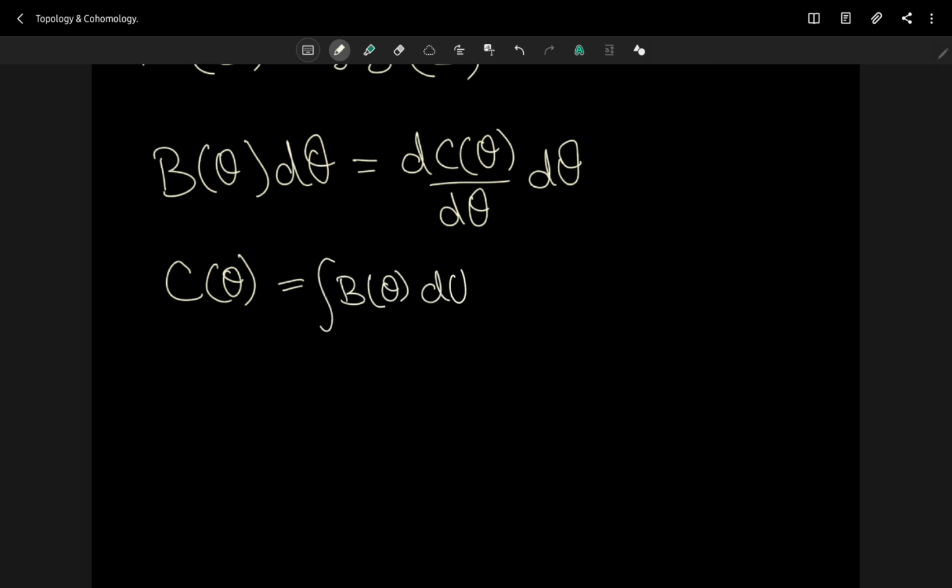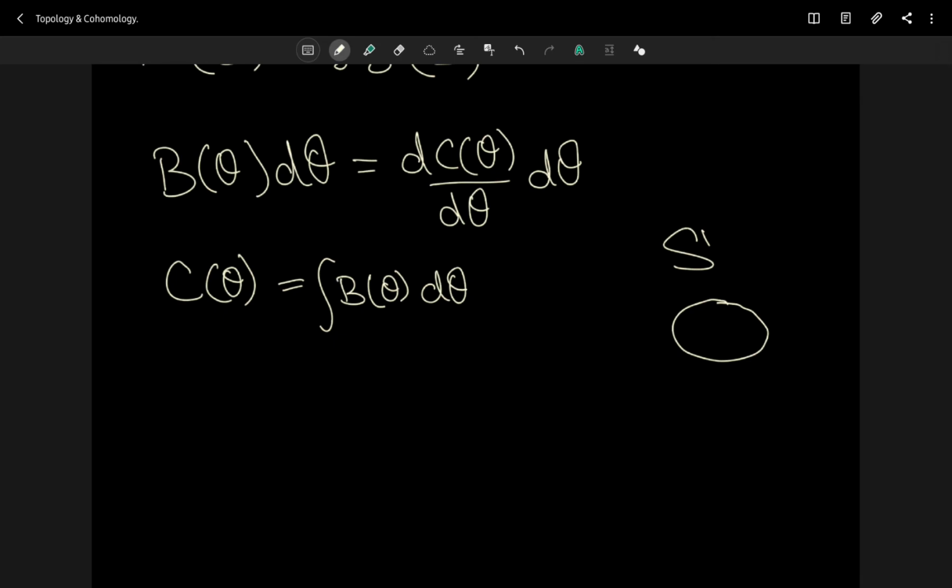Now the new ingredient over here is that all of the functions that are involved must be periodic in theta. And well, for functions to be periodic in theta is what it means to live on S1. So they have to be periodic in theta to have this circle.